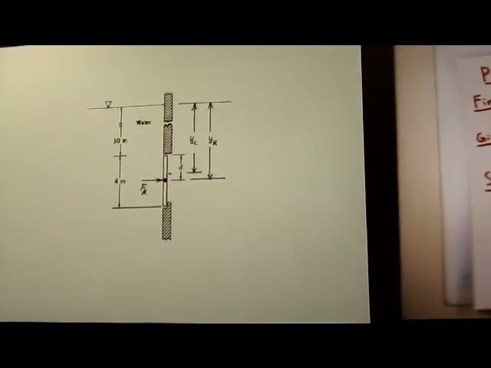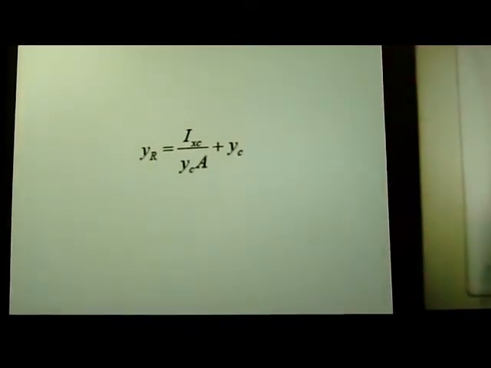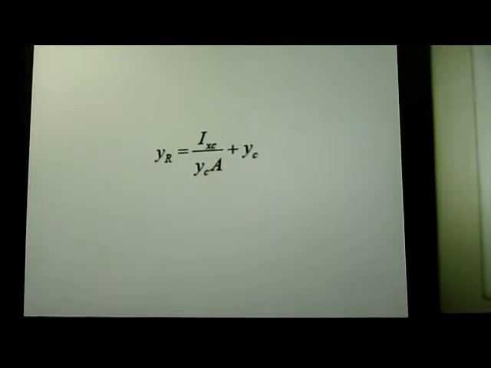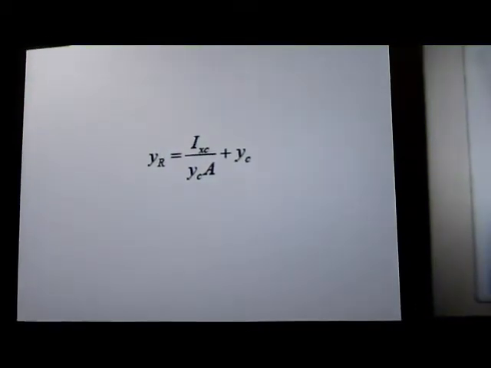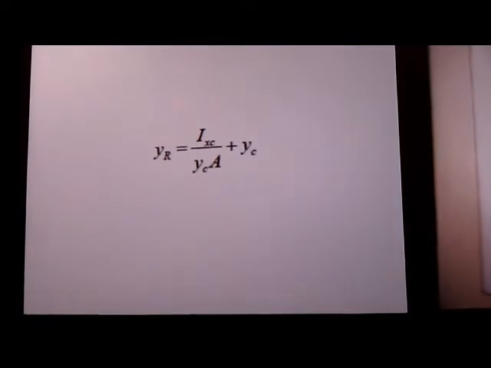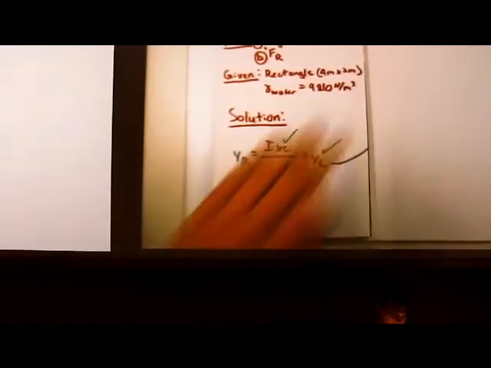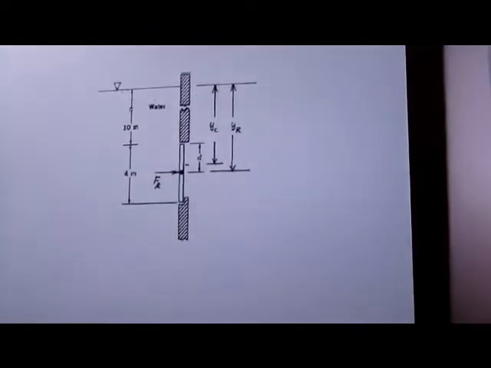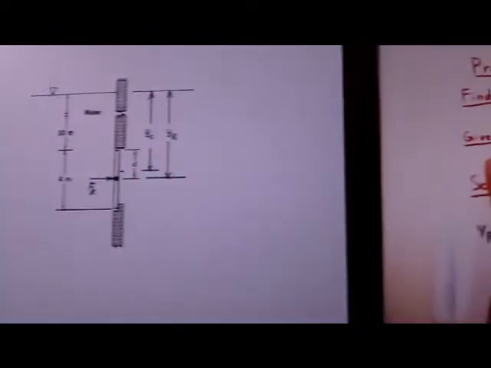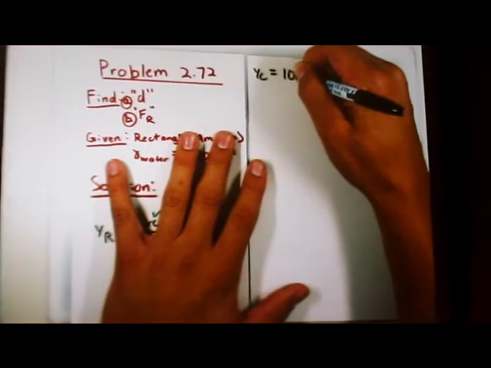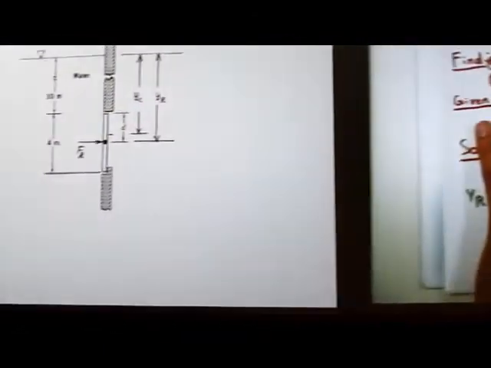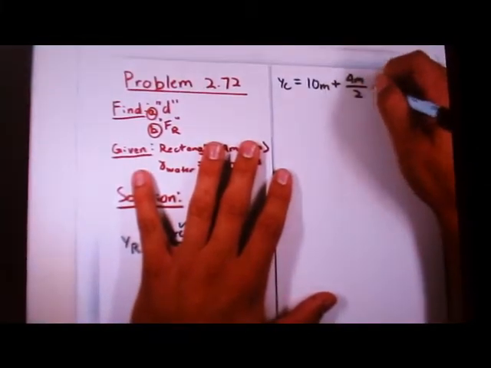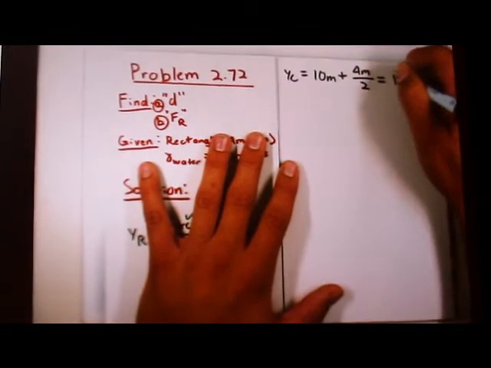So here is our center of pressure formula. We're going to go ahead and find the variables, and I'll tell you about them as we go. Let's start with Y_C. Y_C, if we look over here, is the distance from the top of the water to the center of mass, the centroid of the gate. The distance from the top of the water to the top of the gate is 10 meters. And then the center of the rectangle, as most of us know, is the height of the rectangle, 4 meters, divided by 2. So our Y_C is 12 meters.